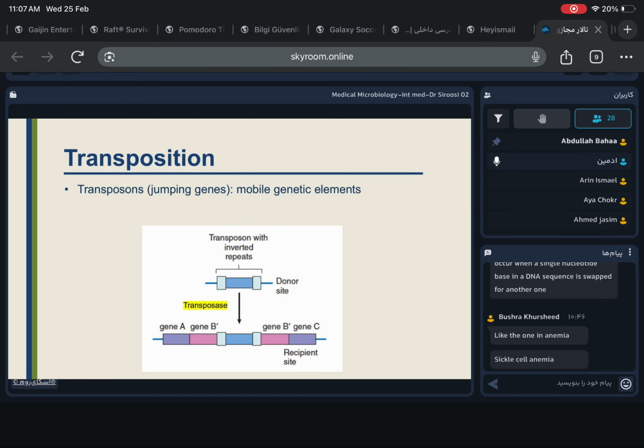Transposons are jumping genes. They are mobile genetic elements. They can move DNA within a cell. They can actually jump from one genomic location to another genomic location or between DNA molecules. For example, they can jump from one plasmid to a chromosome, from a chromosome to a plasmid, and this process happens inside the cell. So the simplest transposons are called insertion sequences.